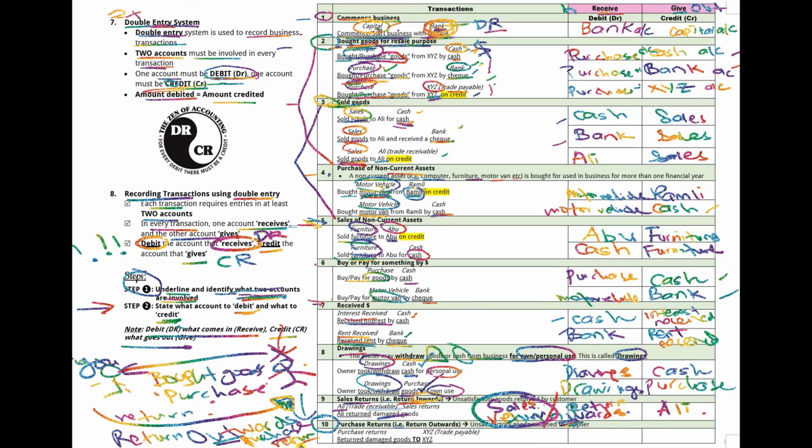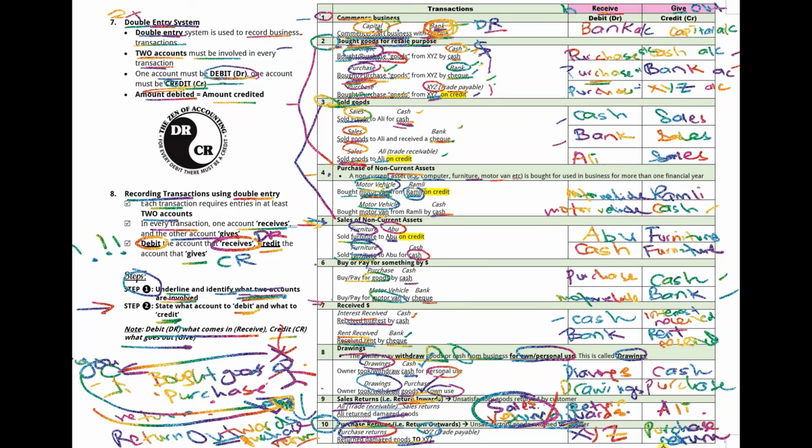So you see, return to supplier. Return damaged goods to XYZ, so it's purchase return. You return to XYZ. XYZ will receive the goods in, and your purchase return will be out. You purchase over here, and you purchase return. So that's how you do it.